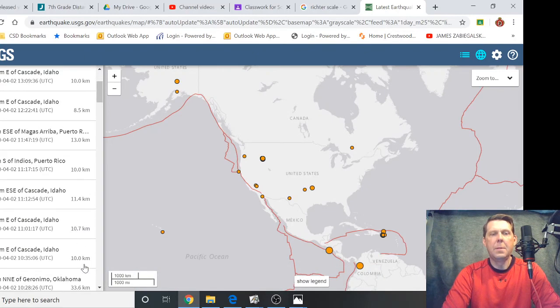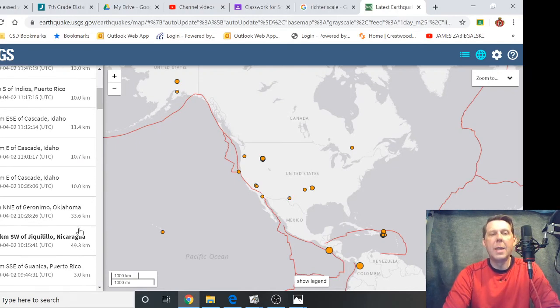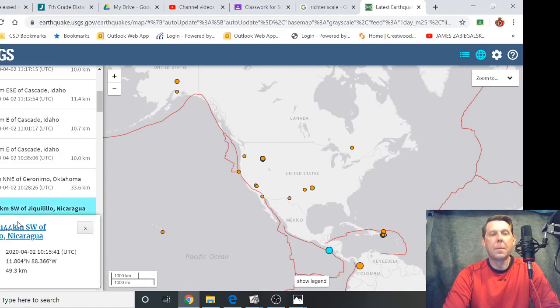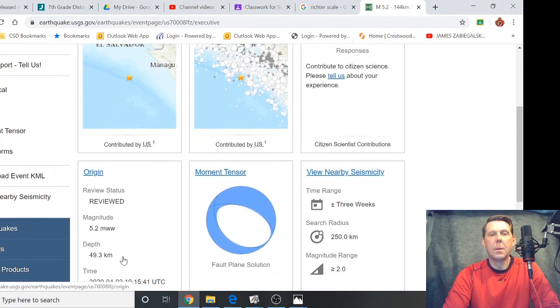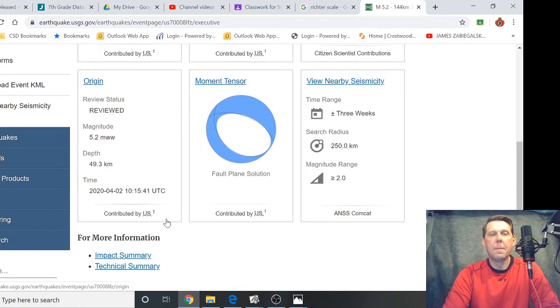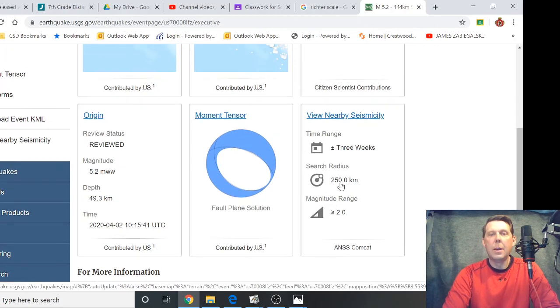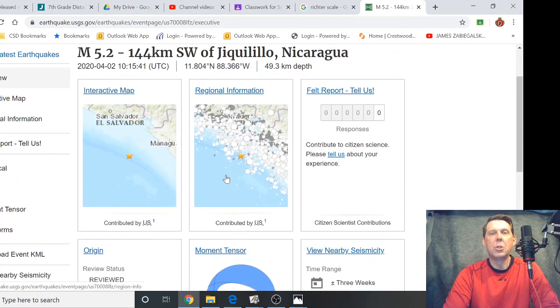These are all pretty deep. 10 kilometers, 6 miles down. Here's this one. At Oklahoma, 33 kilometers down. You would have never felt that. Now, here's an interesting one. A 5.2. That's halfway up the Richter scale, but it's 49 kilometers down. Off the coast of Nicaragua. Okay. So that probably was not magnitude greater than 2.0. And that one wasn't even felt because it was so deep.